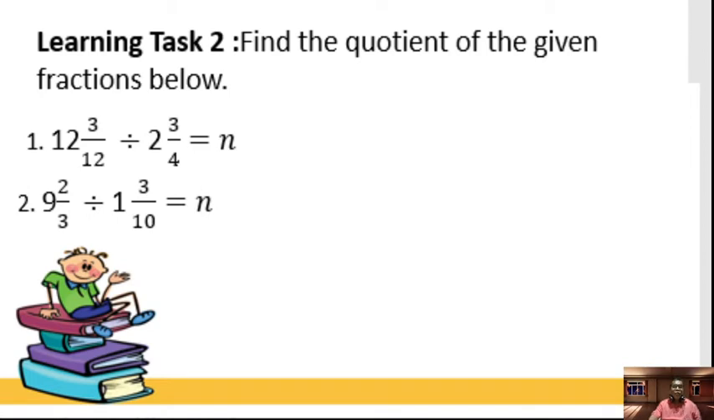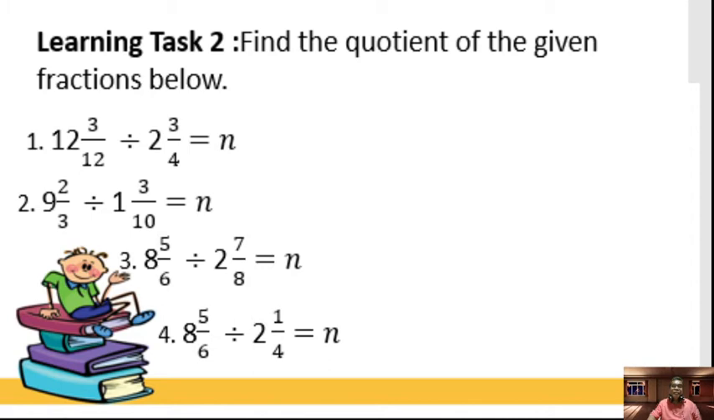9 and 2/3 divided by 1 and 3/10. Next, 8 and 5/6 divided by 2 and 7/8 equals n. And 8 and 5/6 divided by 2 and 1/4 equals n.